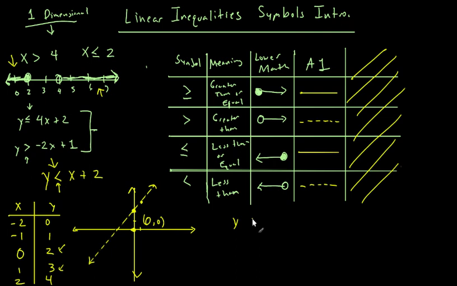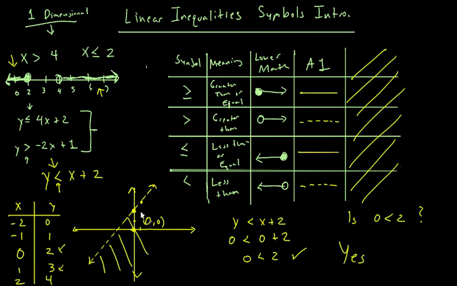So we've got y is less than x plus 2, and we have this point 0, 0. So 0 is less than 0 plus 2. 0 plus 2 is 2. Okay. So is 0 actually less than 2? Yes, it is. That's your question. Yes. So that is the side that you will shade.